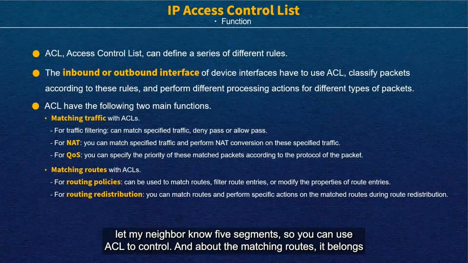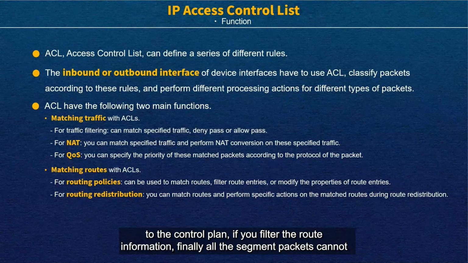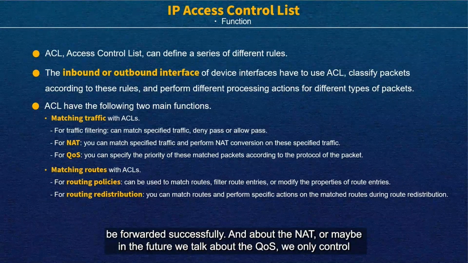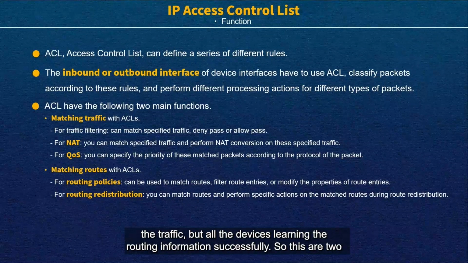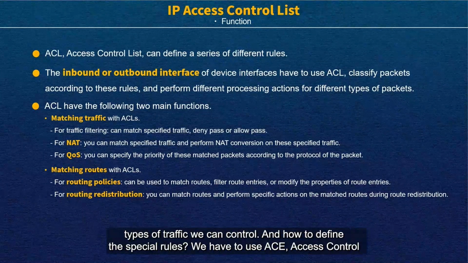And about the matching routes, they belong to the control plane. If you filter this route information, finally all the packets cannot be forwarded successfully. And about NAT, or maybe in the future we talk about QoS, we only control the traffic, but all the devices learn the routing information successfully. So these are the two types of traffic we can control.